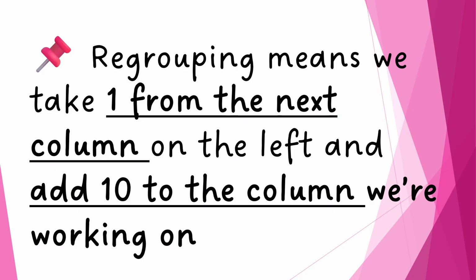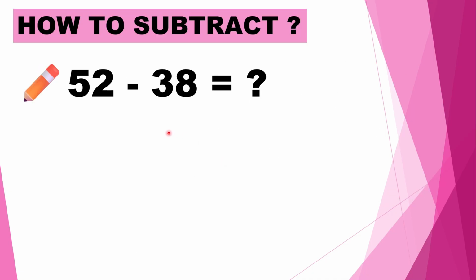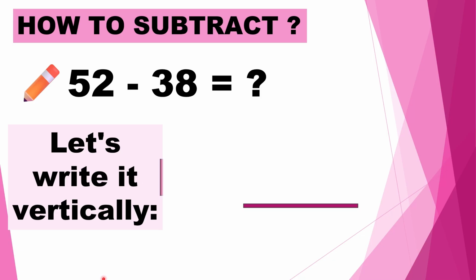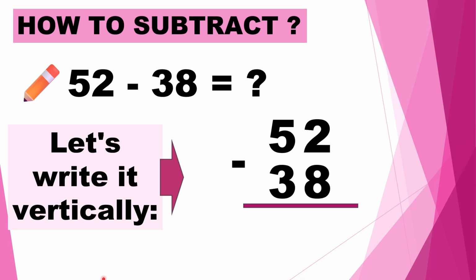Regrouping means we take 1 from the next column on the left and add 10 to the column we're working on. Okay, so let's have an example. How to subtract 52 minus 38. So let's write it vertically. So we write 52 minus 38.